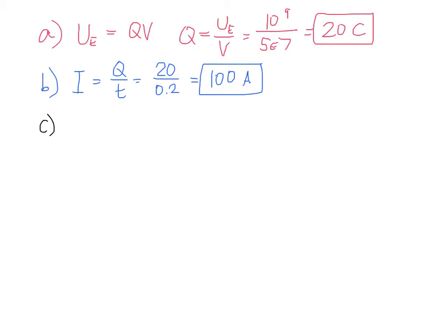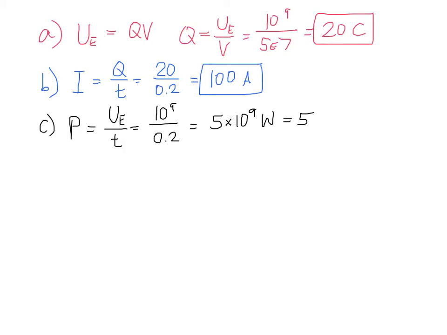And for part C, determine the power delivered over the 0.2 seconds two different ways. Well, one way, back when we first learned about power, it was the energy over time. So this is going to be the 10 to the 9th joules over 0.2 seconds, which works out to be 5 times 10 to the 9th watts, which is the equivalent of saying 5 gigawatts.